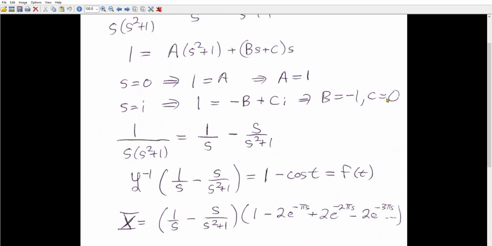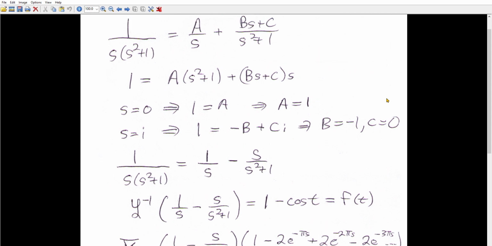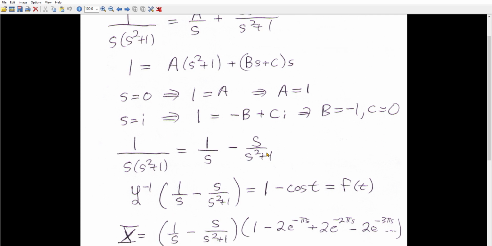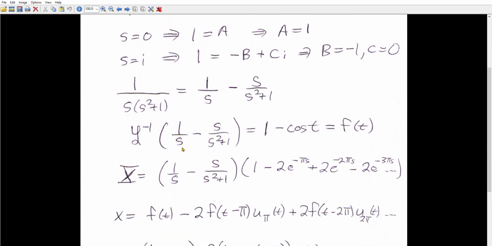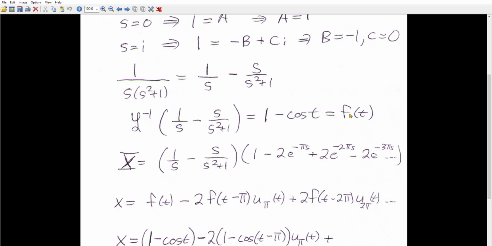We plug that information back into our partial fraction decomposition. A is 1, B is minus 1, C is 0. So we end up with 1 over s minus s over (s squared plus 1). Now the inverse transform of that is 1 minus cosine t, and that's our little f of t.